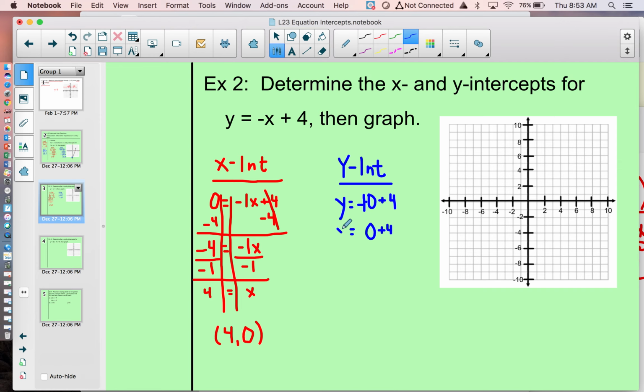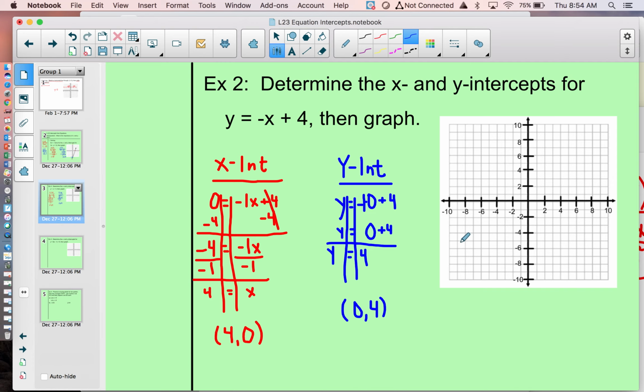Equals y. Notice I'm keeping everything nice and right underneath the equation. And this is simple. It's easy. Not really much you have to do to solve it. It's already pretty much done for you. Y equals 4. But we're going to write it as an ordered pair because it is a point. And we're going to look at it and put it down on our graph right here.